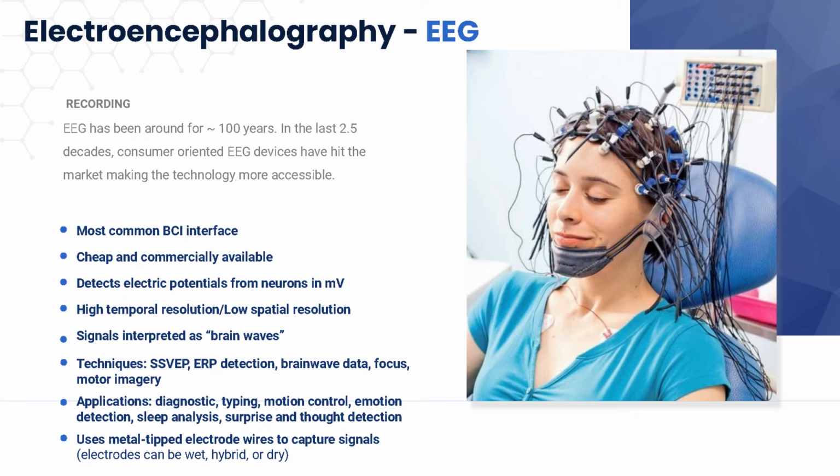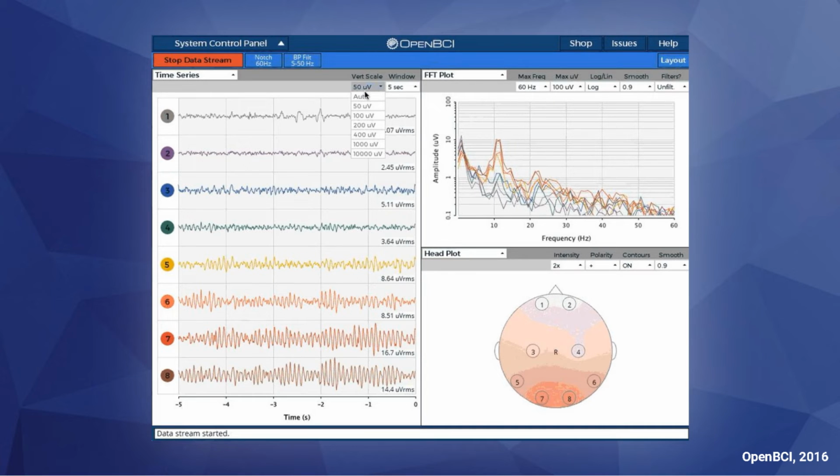But I've seen EEG being used for diagnostic purposes, typing, motion controls, like in those video games, emotion detection, sleep analysis, and using surprise and the detection of certain decision-making thoughts as is used in a brain-computer interface. So that's pretty common. This is what EEG waves look like, skipping through that.